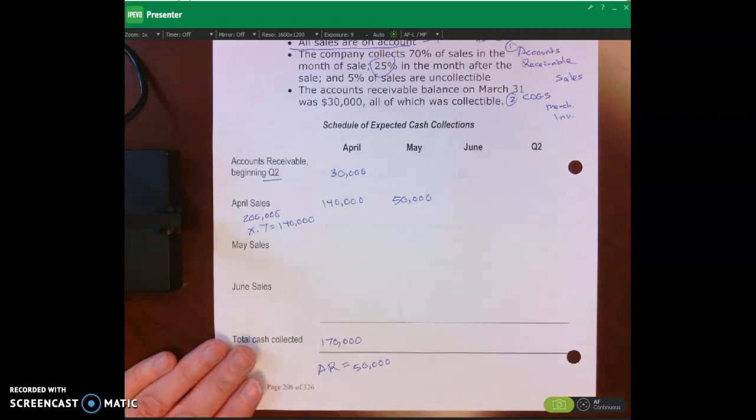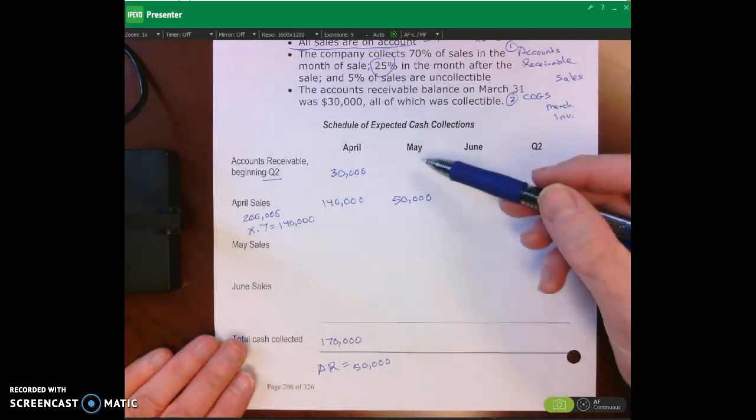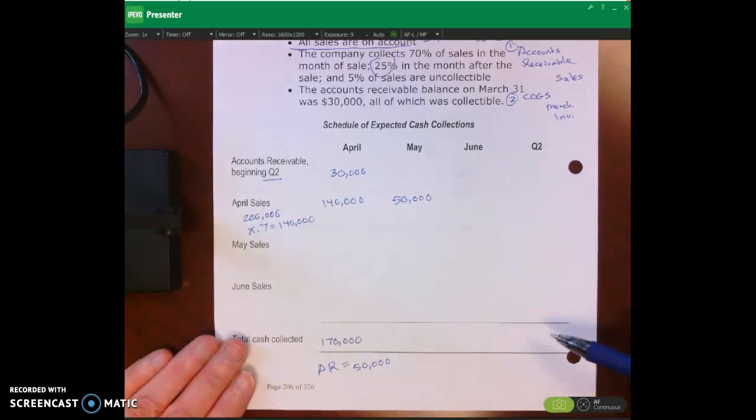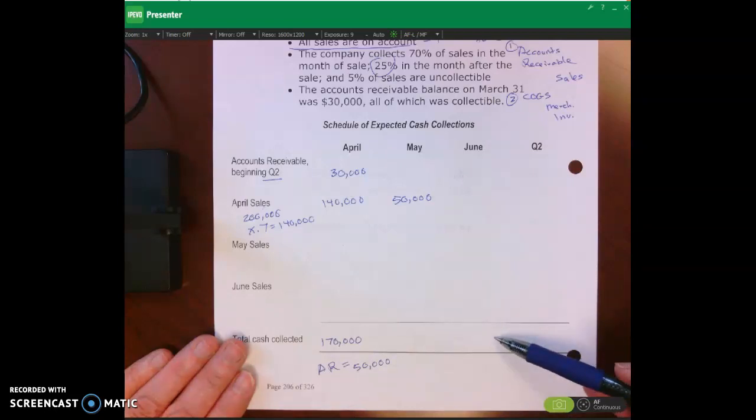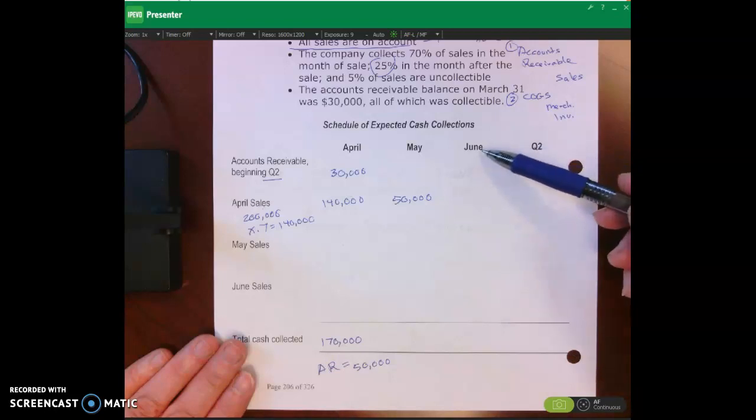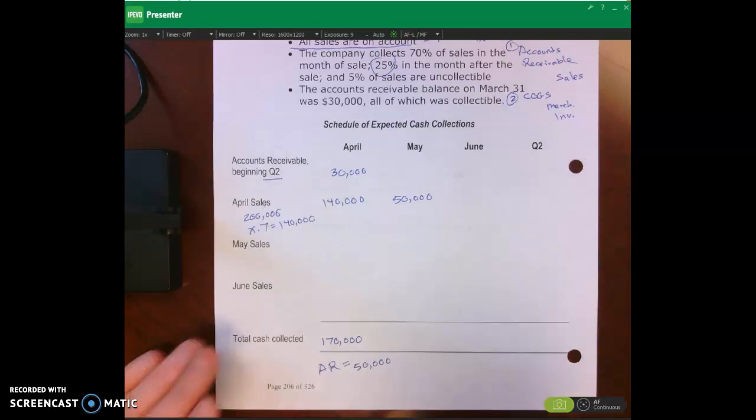Okay? So what I want you to do is pause the lecture video and complete May and June. I want you to tell me how much cash we've collected for May, how much total we've collected for June, and how much total we will collect for the quarter. And then I also want you to tell me what is accounts receivable at the end of June and what is accounts receivable at the end of the quarter. So pause the lecture video, complete this, and then come back and let's check your work.